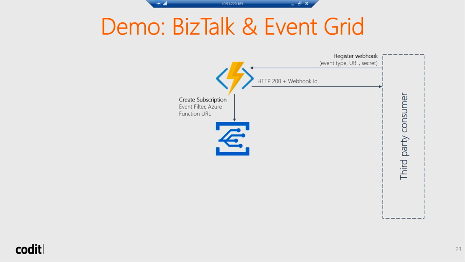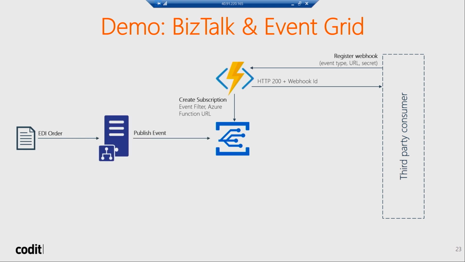What type of event are you interested in? In this case, it will be the order received event. You give also the URL, because that's the address, the HTTP endpoint where you want to be notified. And you provide also the shared secret that will be used to compute the hash-based message authentication code. And the Azure function underneath will register your subscription in Azure Event Grid. From that moment on, you are registered and you will be notified if something happens. That something happening will be a fancy EDI order that is dropped on my BizTalk machine.